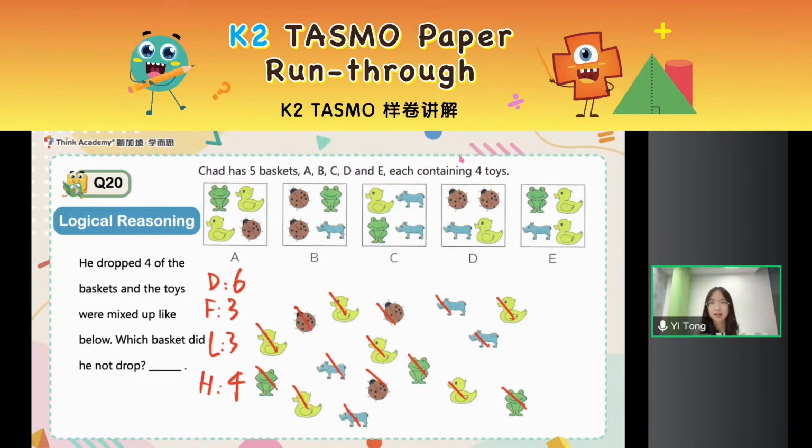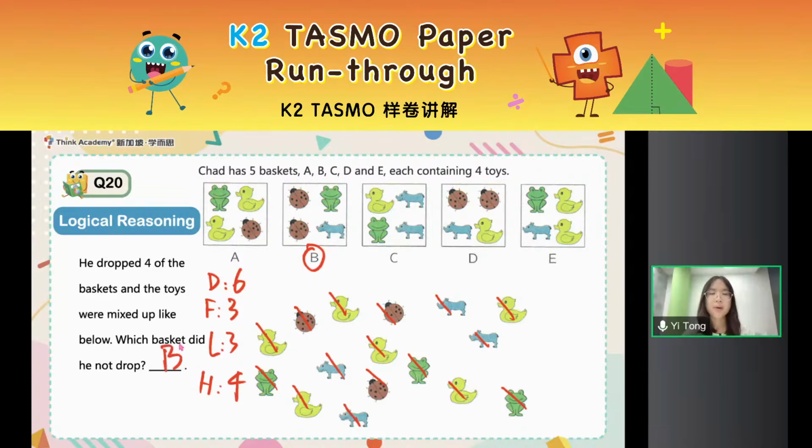Let's look at the ducklings in the baskets in the beginning. Right, we have 1, 2, 3, 4, 5, 6. Also 6. So did he drop A, C, D, E? Yes, he did. So which one he didn't drop? That is B. So our answer is B.